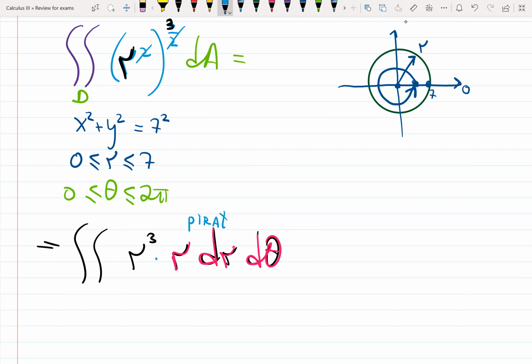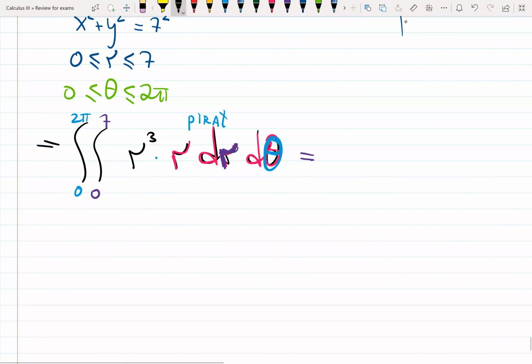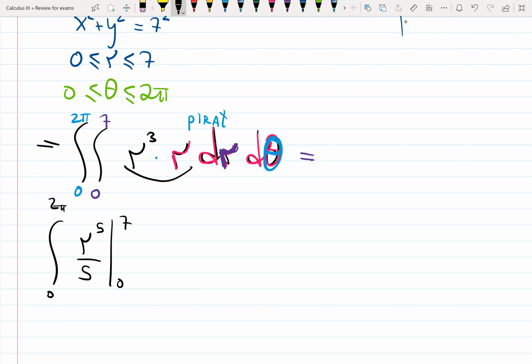So then theta is standing outside. Theta is from 0 to 2 pi. Nice. R is standing next to it, so it's going to be inside the integral. R is from 0 to 7. Very nice. Integrate r to the 4 in r to the 4, integrate with respect to r. It will be r to the 5 over 5 from 0 to 7. Integrate that from 0 to 2 pi d theta. That is going to be 7 to the 5 over 5 times 2 pi.